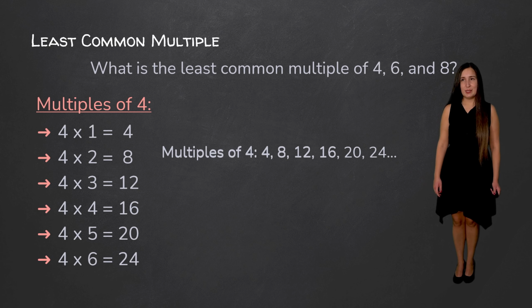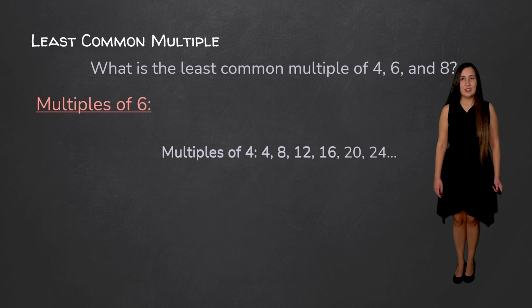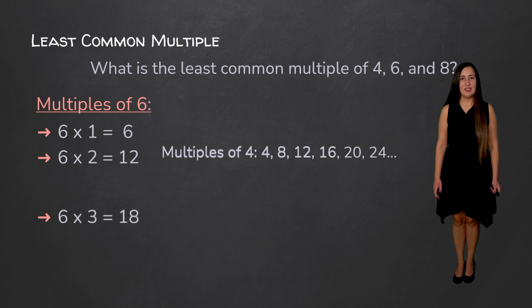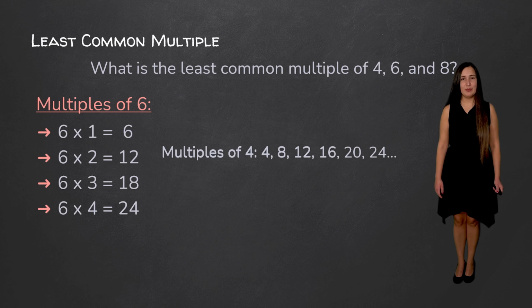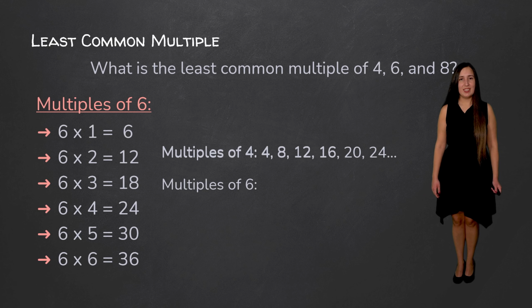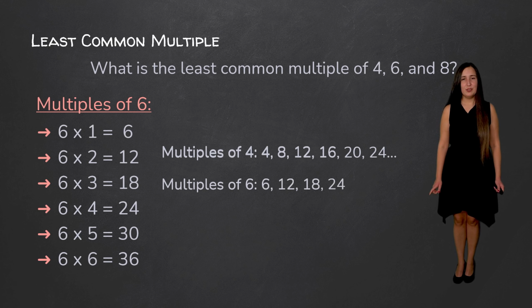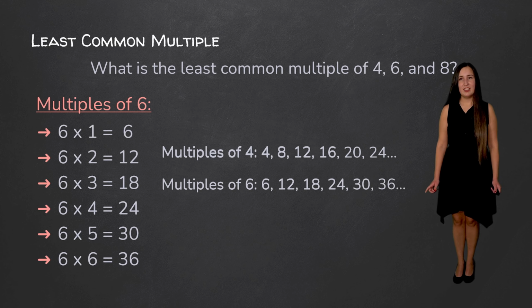So now let's write some multiples of 6. We have 6 times 1 is 6, 6 times 2 is 12, 6 times 3 is 18, 6 times 4 is 24, 6 times 5 is 30, and 6 times 6 is 36. So our multiples of 6 include 6, 12, 18, 24, 30, 36, and so on.